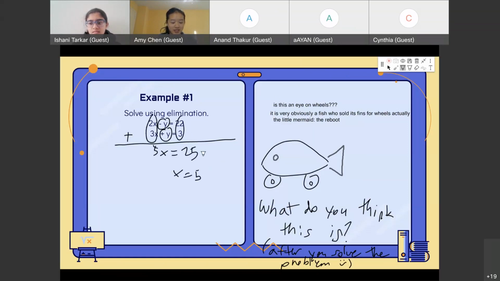So now we've already solved for one of the variables. All we have to do now is solve for y. So to do that, let's substitute x into the first equation. So 2 times 5 minus y equals 22. 2 times 5 is just 10. So 10 minus something equals 22. So that means y would equal negative 12. So the solution is 5 comma negative 12.